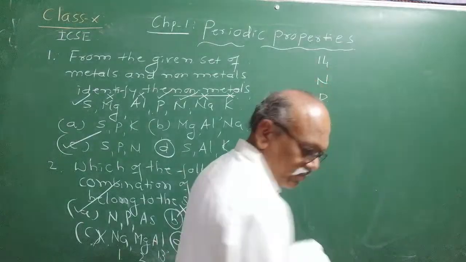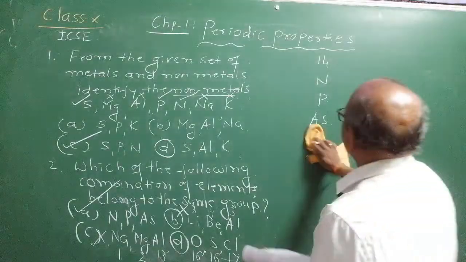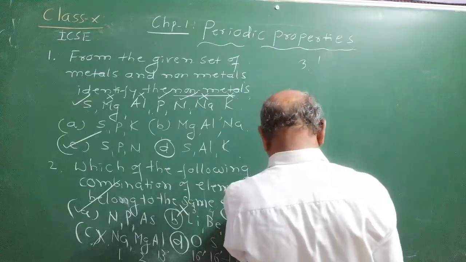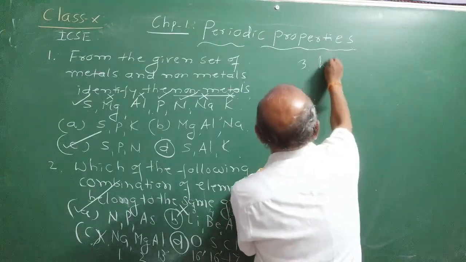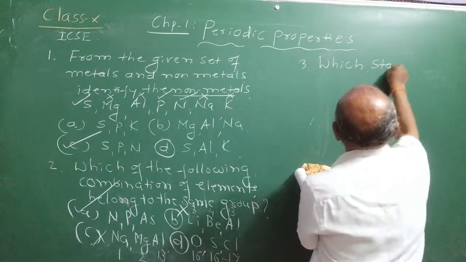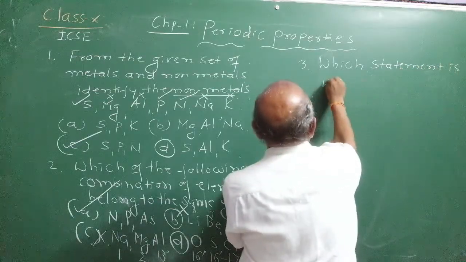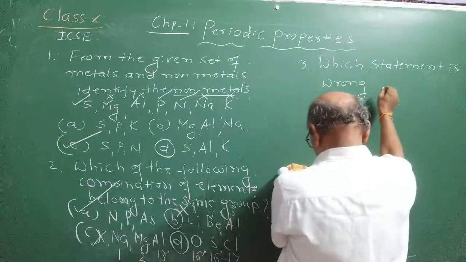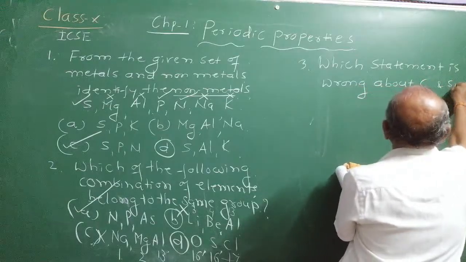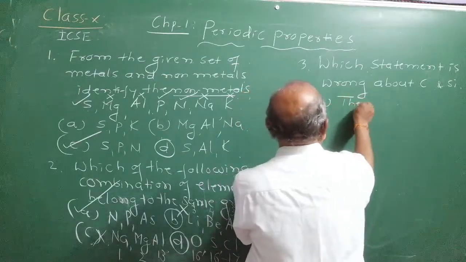Take another question on periodic classification of elements, the periodic table. Take the third question. Try this. Which statement is wrong about carbon and silicon? First, A: they have similar chemical properties.